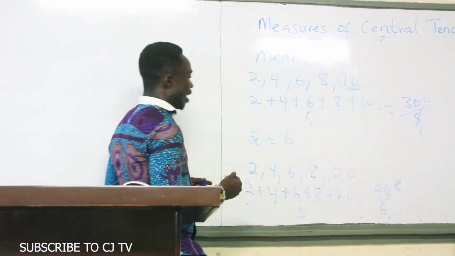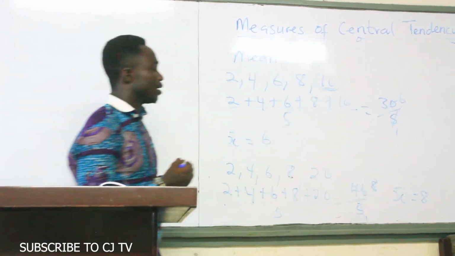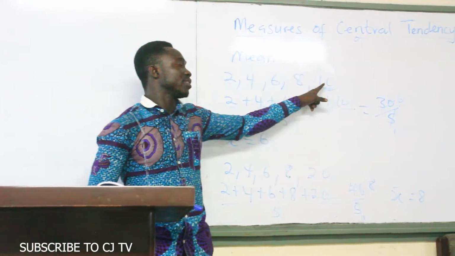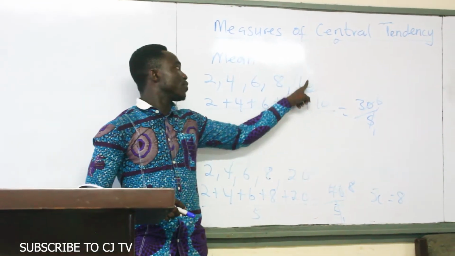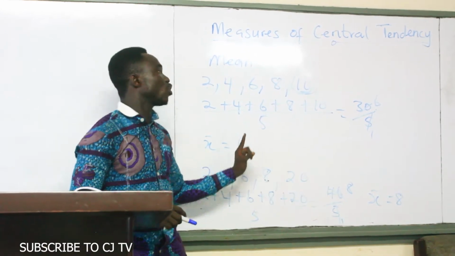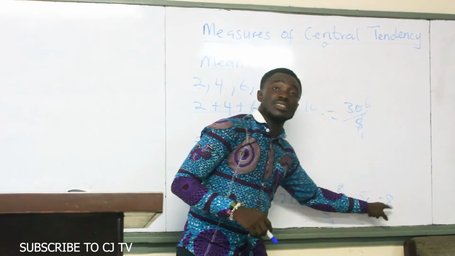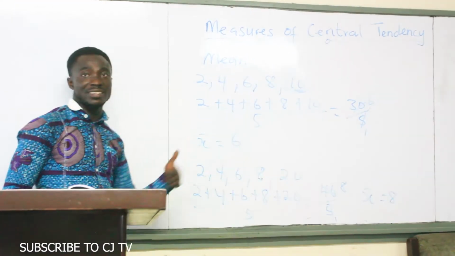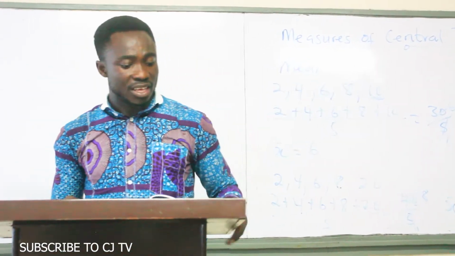So you realize that the new mean will be equal to 8. Now let's look at the difference. Initially, when the score was 10, we had a mean of 6. Now we have increased this score by 10 to make it 20. As a result of that increase, it has also affected the mean, increasing it from 6 to 8. This tells us that the mean is sensitive to extreme scores or outliers.